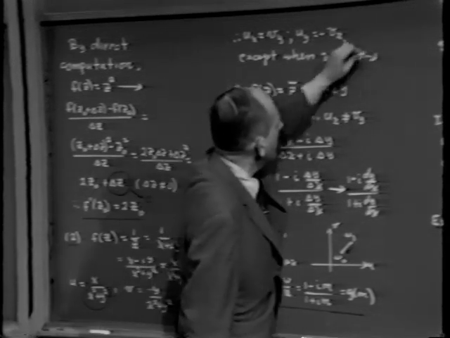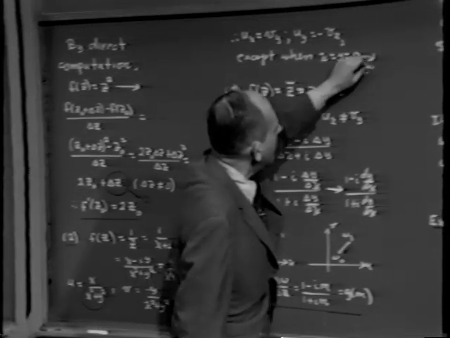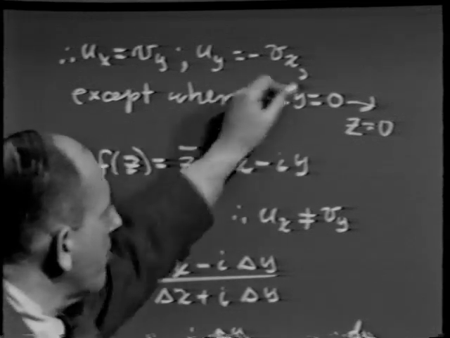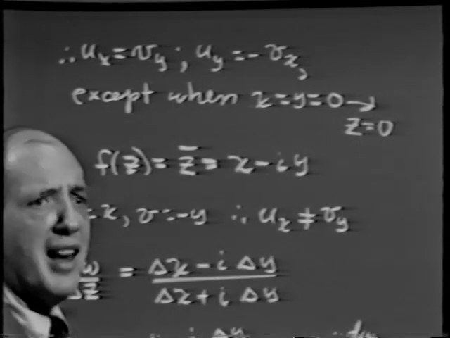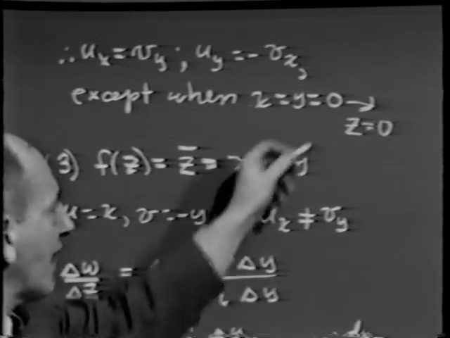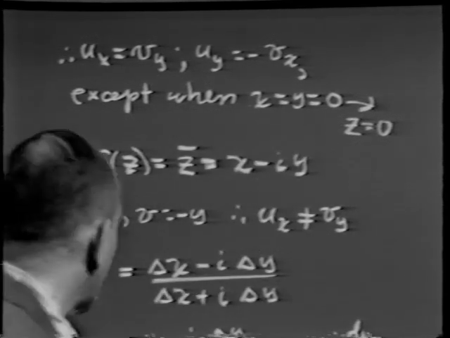And that, of course, implies what? That z is 0. The real and the imaginary parts are 0. And what we're saying is that 1 over z is analytic, except when z is 0. And in fact, the derivative is minus 1 over z squared.